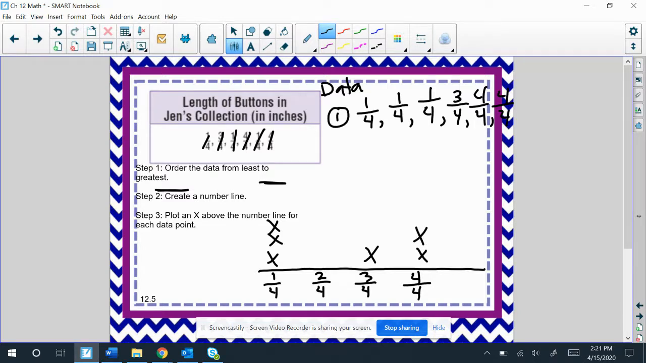I have now created a line plot, but I need to title it. I can title it down at the bottom or up at the top, but this right here is our title, length of buttons.